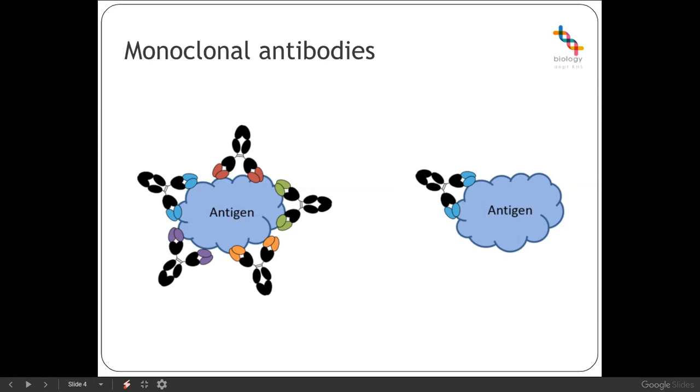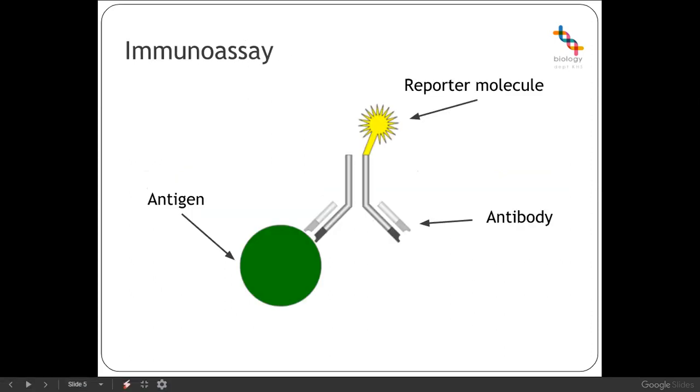However, when we use them in the lab, we tend to just use monoclonal antibodies. And that just means it's an antibody that is all one type, and they all have the same specificity and are going to bind to the same part of the antigen. So an immunoassay then is something which uses our monoclonal antibodies, and it's usually got some kind of reporter molecule attached. Now, often this is an enzyme, but it could also be some kind of chemiluminescence molecule or a fluorescence molecule.